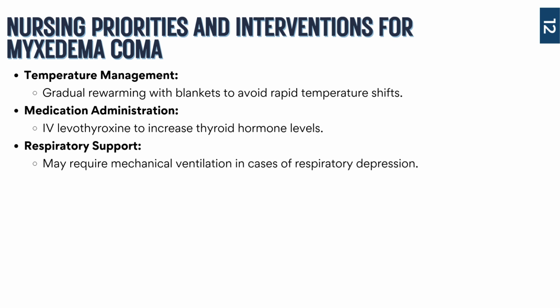So nursing priorities and interventions, okay? It's centered around supporting critical functions and gradually correcting the severe hypothyroid state. One priority is temperature management, as the patients are typically hypothermic. It's important to rewarm the patients gradually to avoid shock from sudden temperature changes. Blankets and warming devices can be used, but caution is taken to prevent overheating.